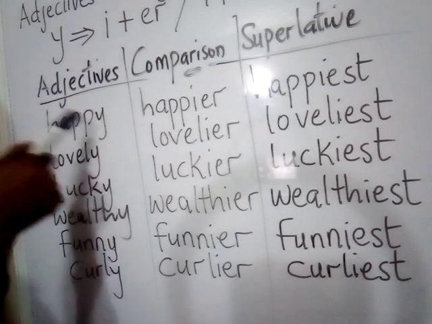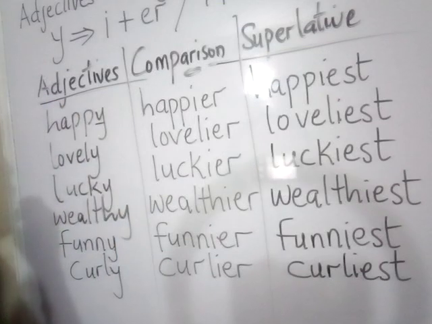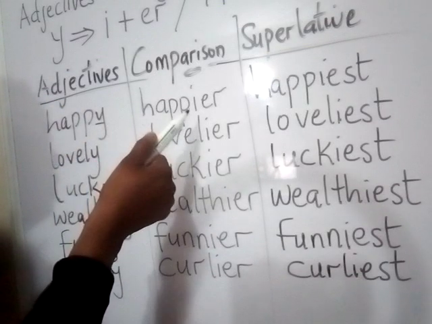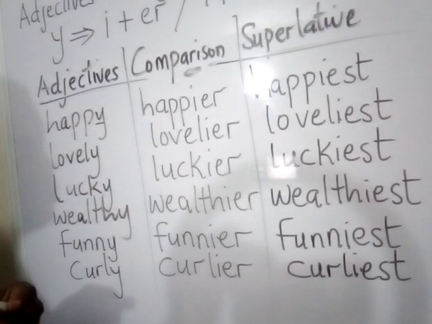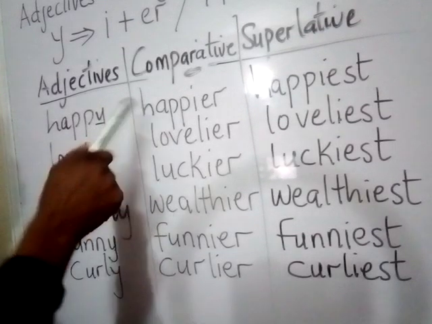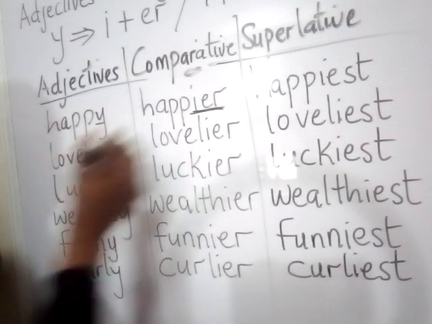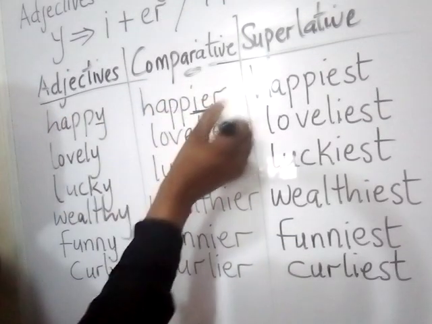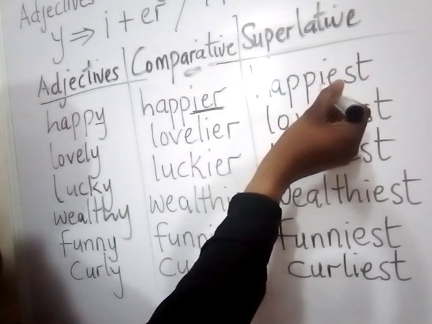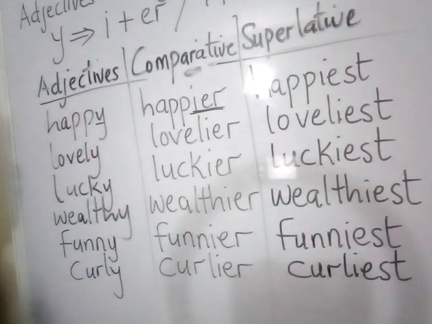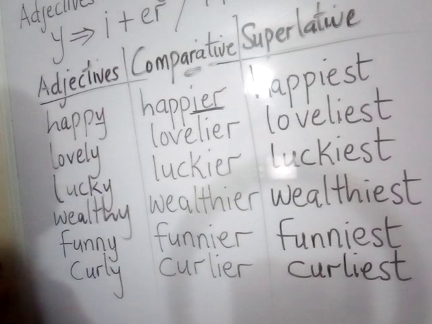So here are some examples of such adjectives. The first one here is happy. If you notice, happy ends with the letter y, and then the comparative form, the y changes to I, and then adds on er. So you notice the y here changes to I, and then er is added. And then the superlative form happiest, the y changes to I, and then est is added. So the first one is happy, happier, happiest.